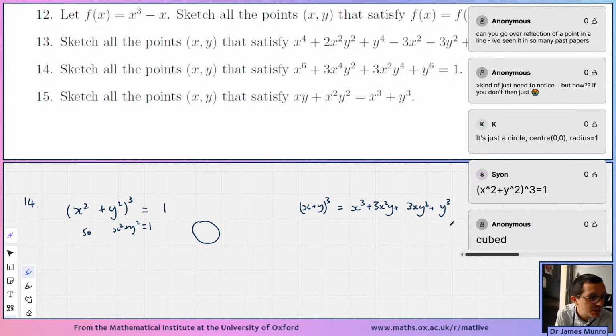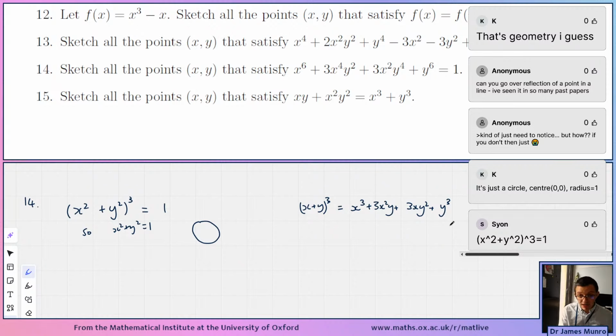Can you go over reflection of a point in a line? I've seen it in so many past papers. So reflection of a point in a line is not exactly on the syllabus, but I think you can work it out. Have we got a past paper question on this? I can't remember. Is there something coming up? Am I going to get there? Oh my goodness, I've got the same page twice coming up in my printed version. Good, good, good. That's what I like to see.